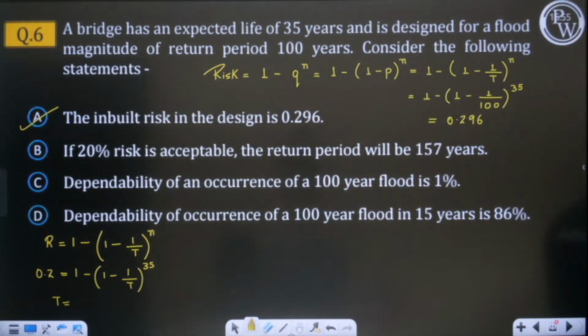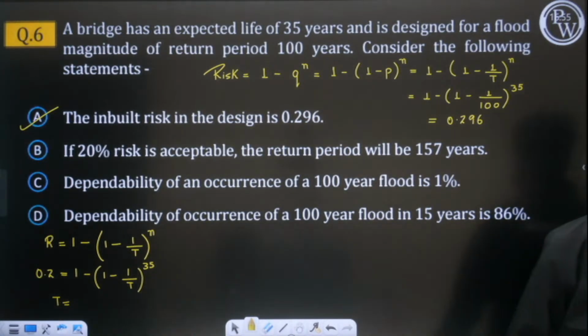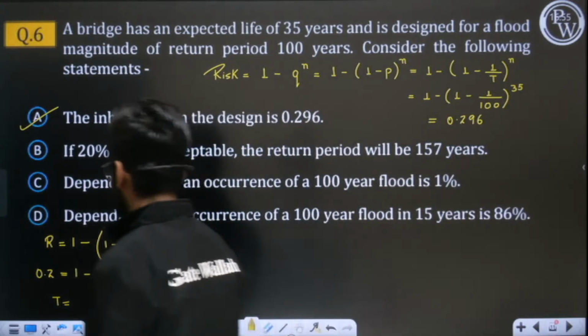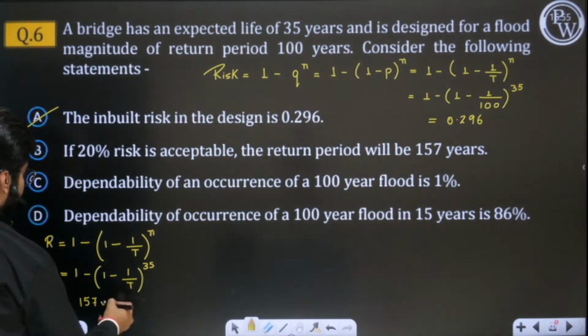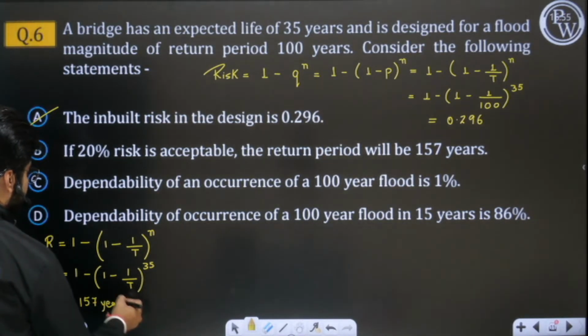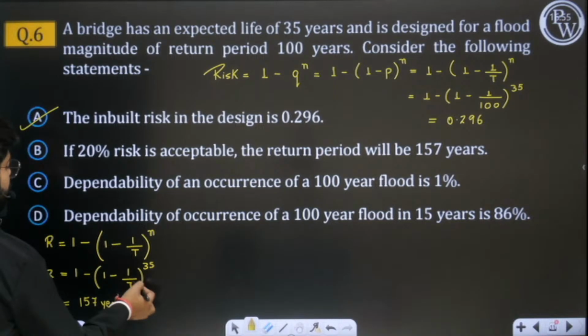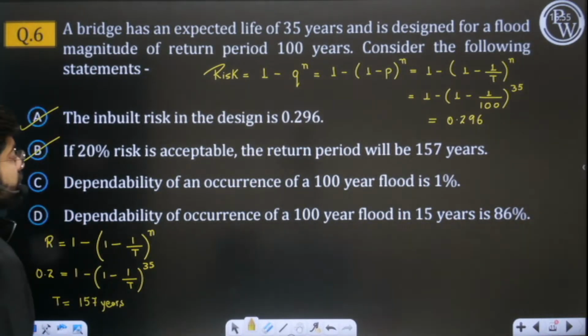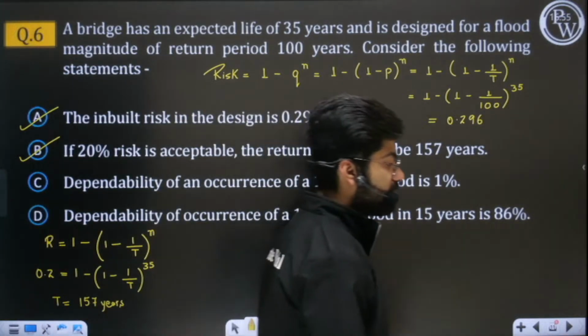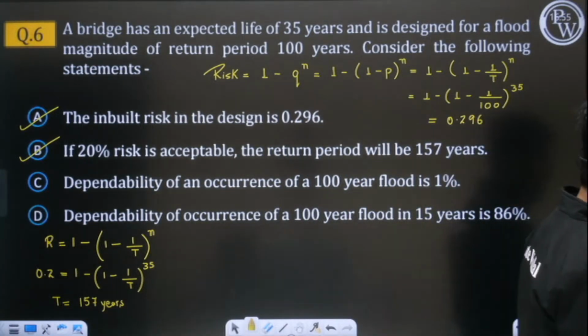So the value of t which you will get from here is 157 only. Okay, this is correct, 157. I have also solved it. We are getting it as 157 years. So when risk is given to you, n is given to you, you can easily find t. So this is also correct. 157 years is correct answer.